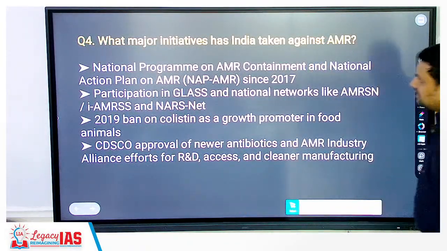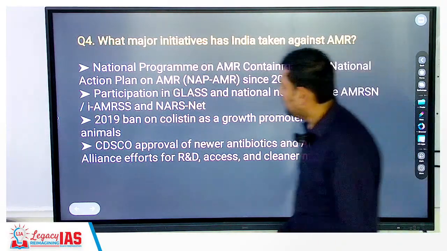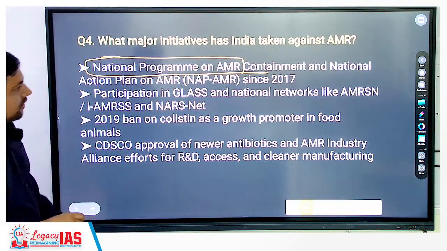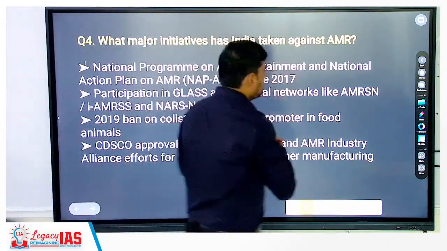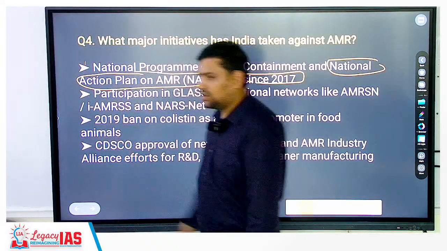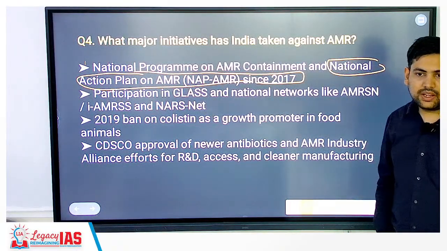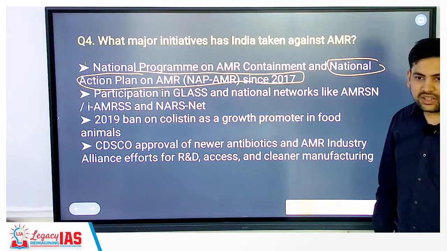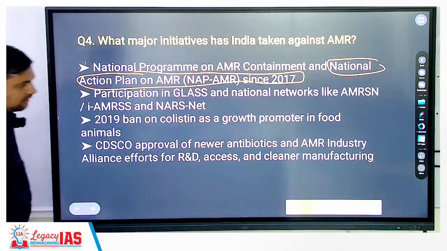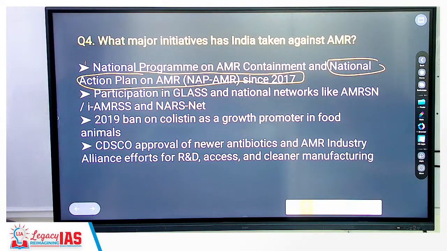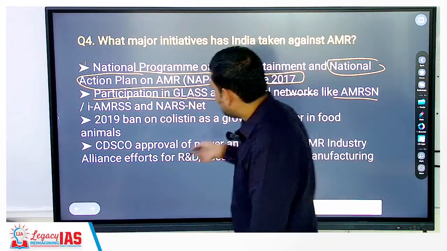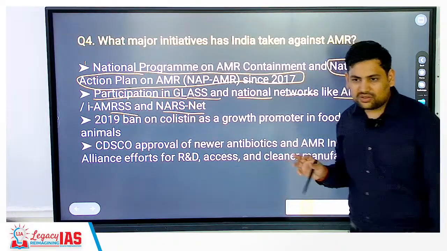Then, what major initiatives has India taken against AMR? Now, first is the National Program on AMR. No, not this. The important one is this: the National Action Plan on AMR since 2017. This is NAP AMR. You might remember the National Action Plan on Climate Change, NAP double C. So this is NAP AMR. Then second is participation in GLASS, this survey, and national networks like AMRSN. All these are national surveys. You need not know the full form, just generic.